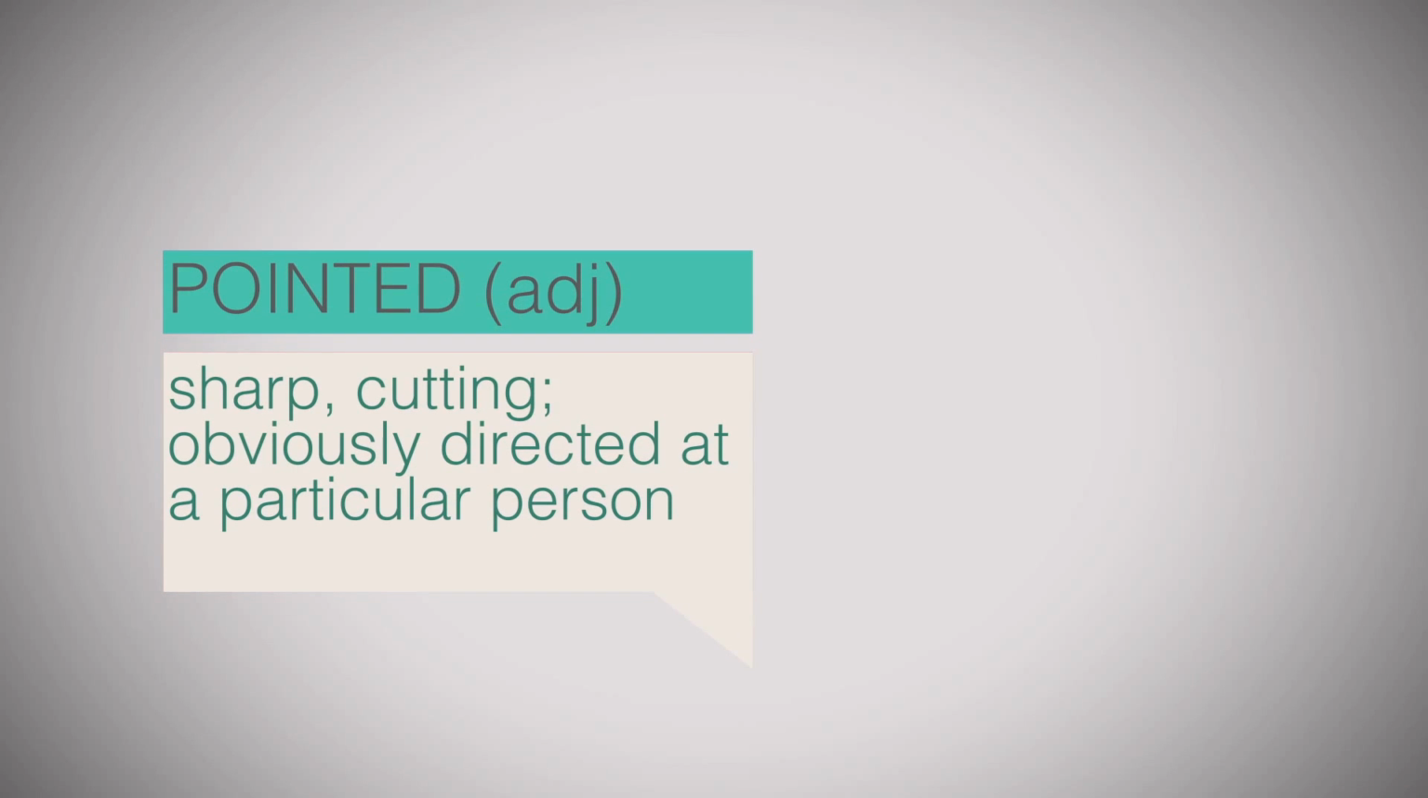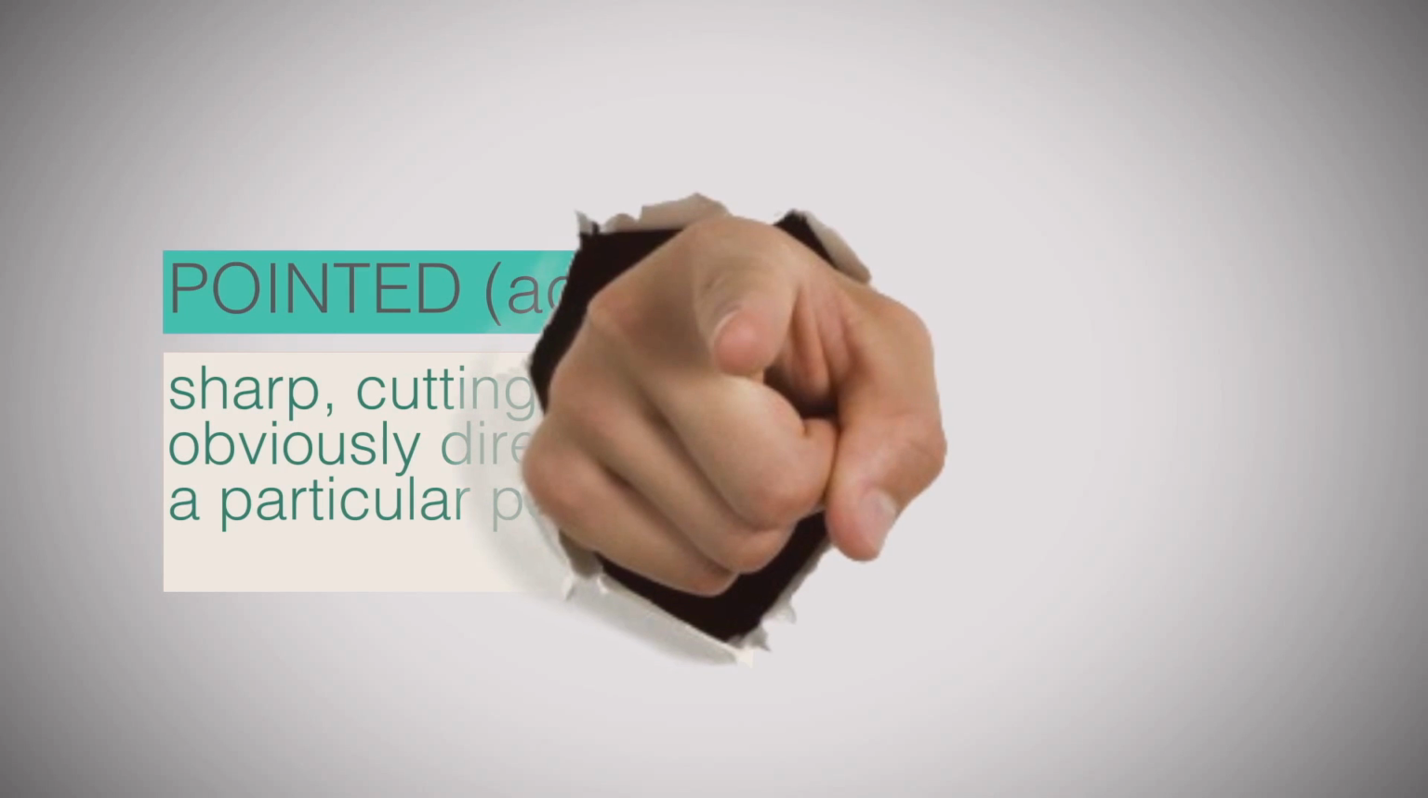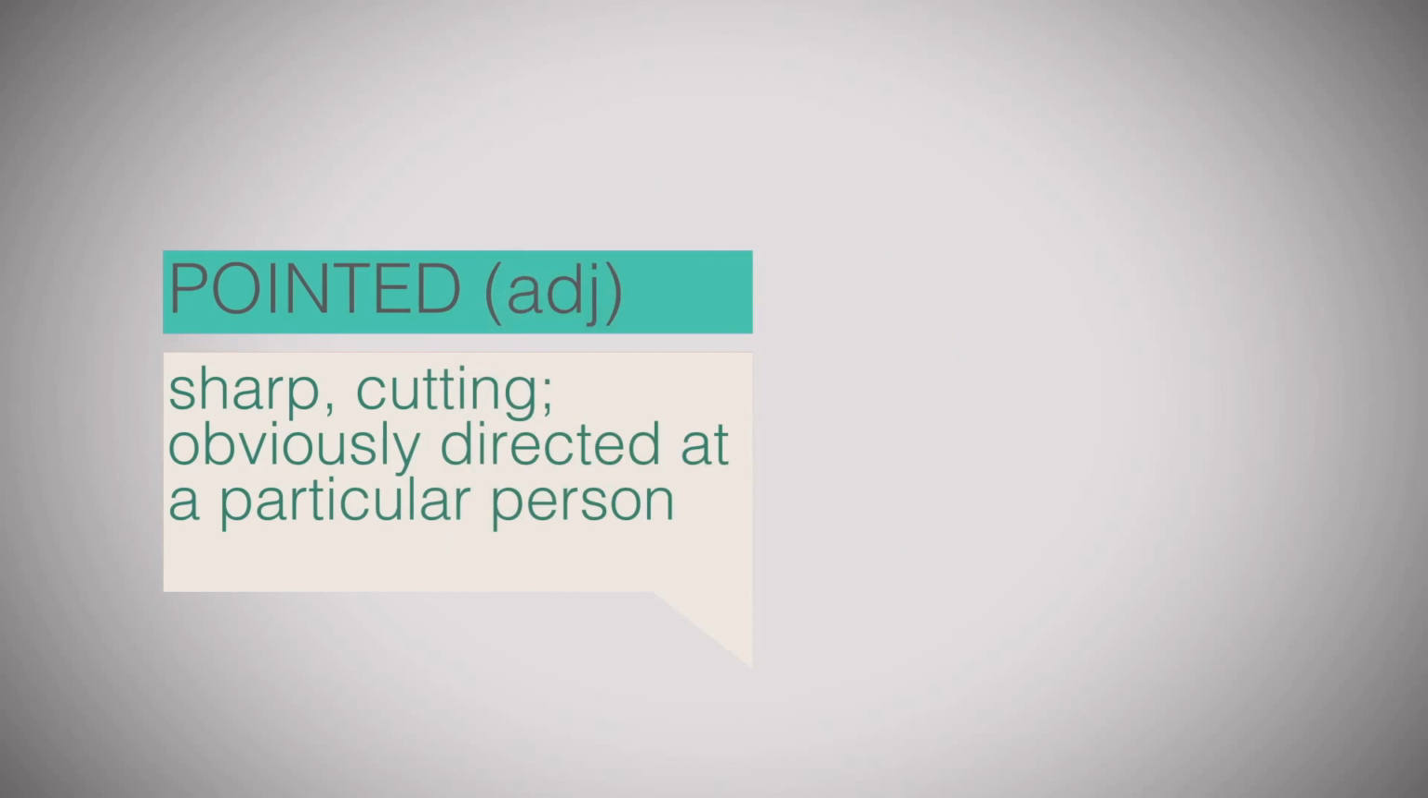Pointed. Pointed is an adjective describing something, usually a remark, that is sharp, cutting, or obviously directed at a particular person. For instance, her pointed remark hurt my feelings. That which is pointed may not always be presented bluntly, but even subtly pointed comments can be obvious to the ones whom they are directed at.